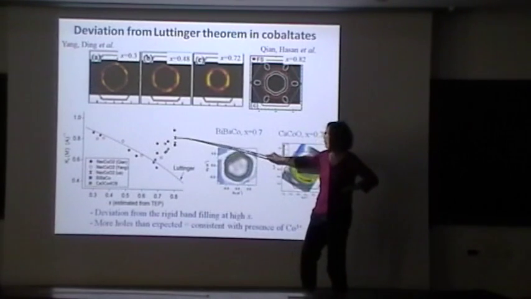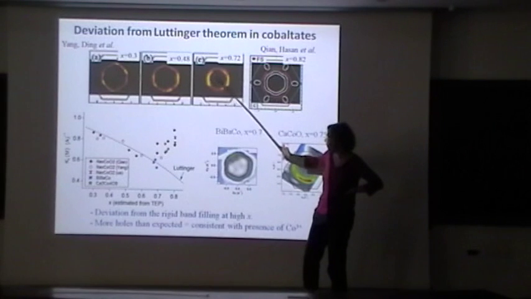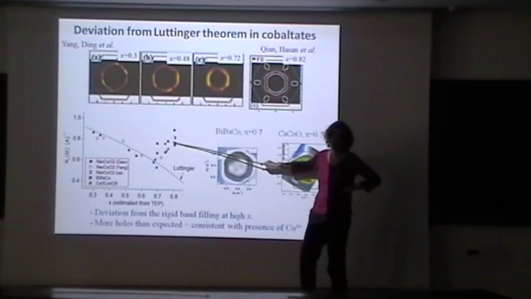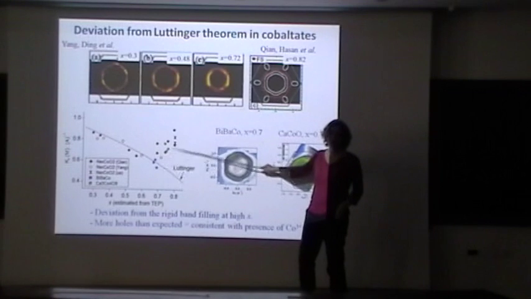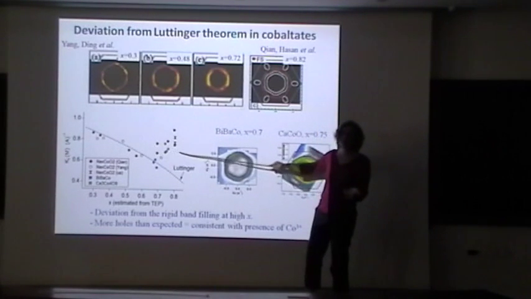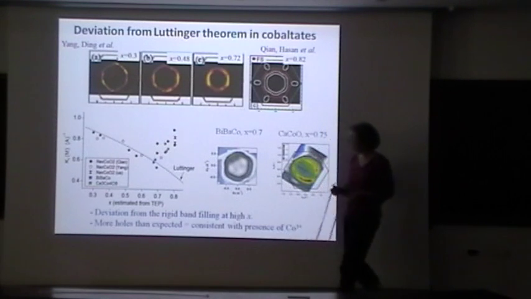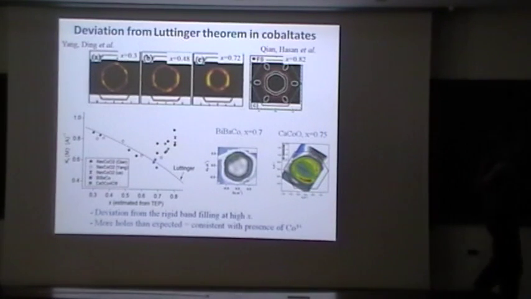What it's telling you is that you have more holes in this Fermi surface than what you expect. And that's exactly what you would expect if you have some electrons that are trapped on some of the cobalt sites. So maybe this deviation could be just interpreted as evidence for the presence of cobalt 3+ sites in these systems. That would be present both in the sodium and in the misfit cobaltates.